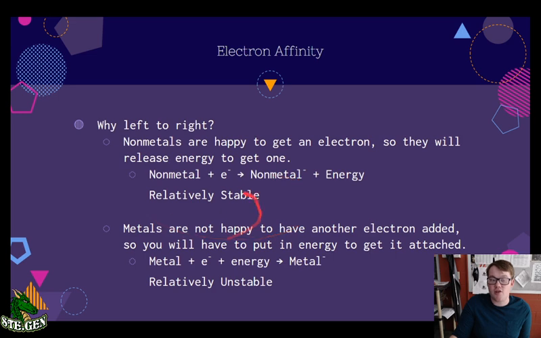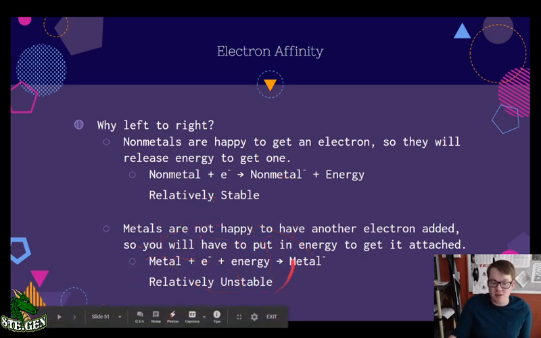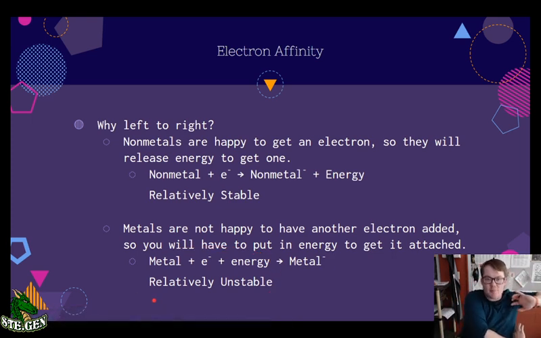Nonmetals, when you add electrons, are relatively stable. That's what they want to do anyway. But metals will be relatively unstable. If you've ever tried to shove too many pots and pans into a cabinet and then put the door shut and kind of just hope that it stays put, that's kind of what you're doing with metals.